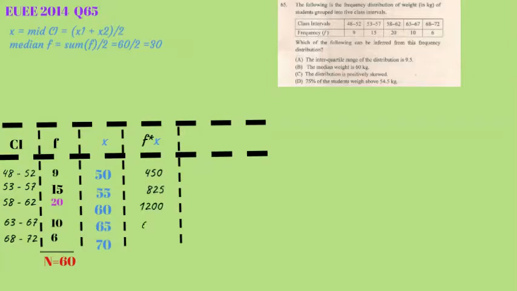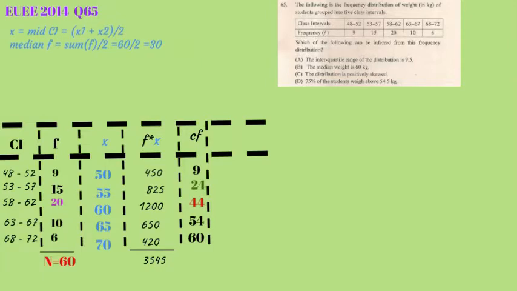9 times 50 is 450, 15 times 55, 825, 20 times 60, 1200, 10 times 65, 650, 6 times 70, it will give you 420. So the total number of frequency is 60, and the frequency times the midpoint and their sum is going to be 3,545.